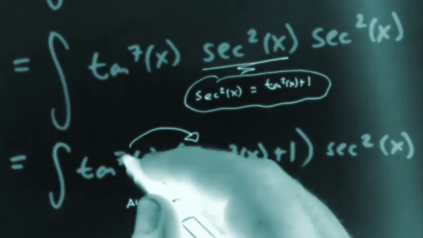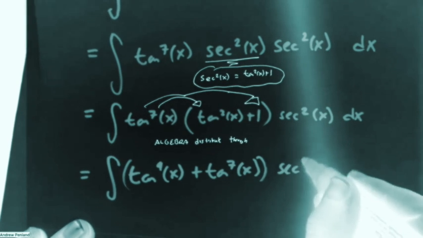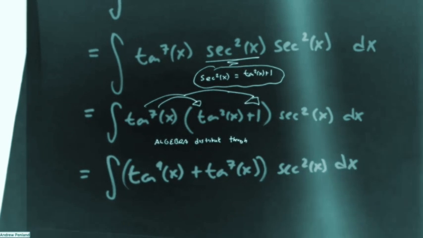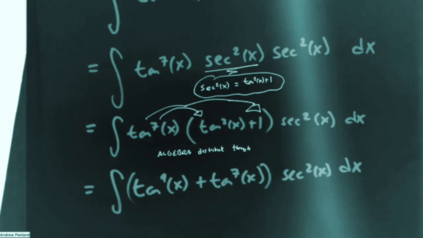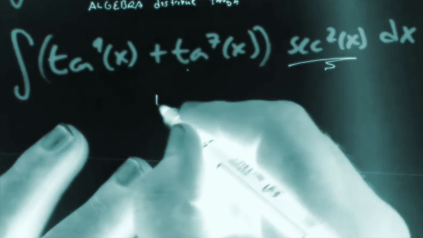This lets us use algebra now. We can distribute tangent to the 7th times tangent squared of x plus 1, so we now have tangent to the 9th of x plus tangent to the 7th of x, all times secant squared of x dx. The reason we wanted to do this was we now have an expression entirely in terms of tangent of x, times a secant squared of x.